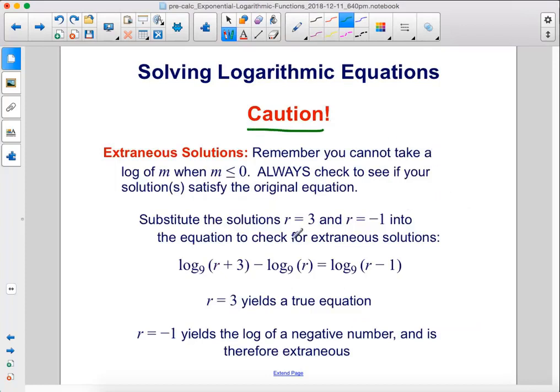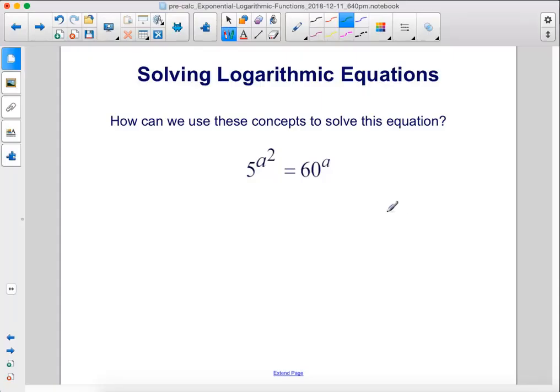Caution! Extraneous solutions. Remember, you cannot take a log of m when m is less than or equal to 0. Always check to see if your solution satisfies the original equation. Substitute the solutions r equals 3 and r equals negative 1 into the equation to check for extraneous solutions. R equals 3 yields a true equation, while r equals negative 1 yields the log of a negative number and is therefore extraneous. How can we use these concepts to solve this equation?